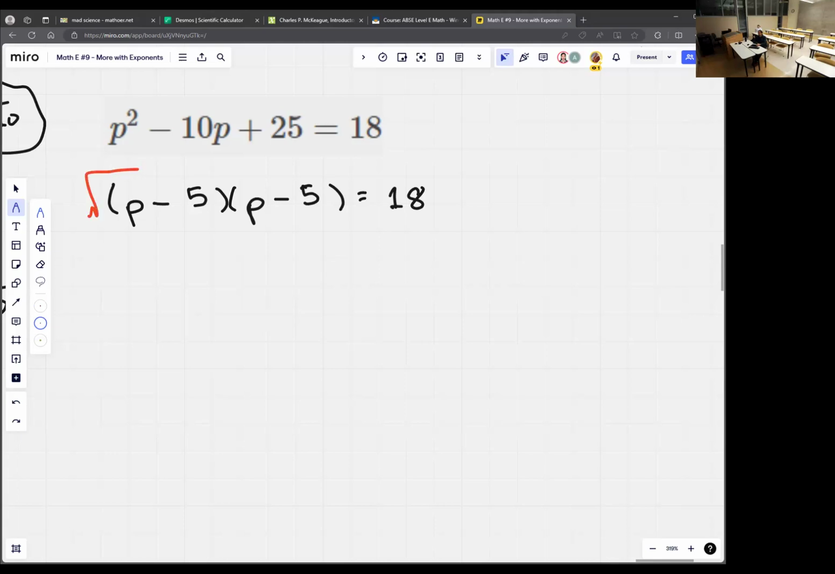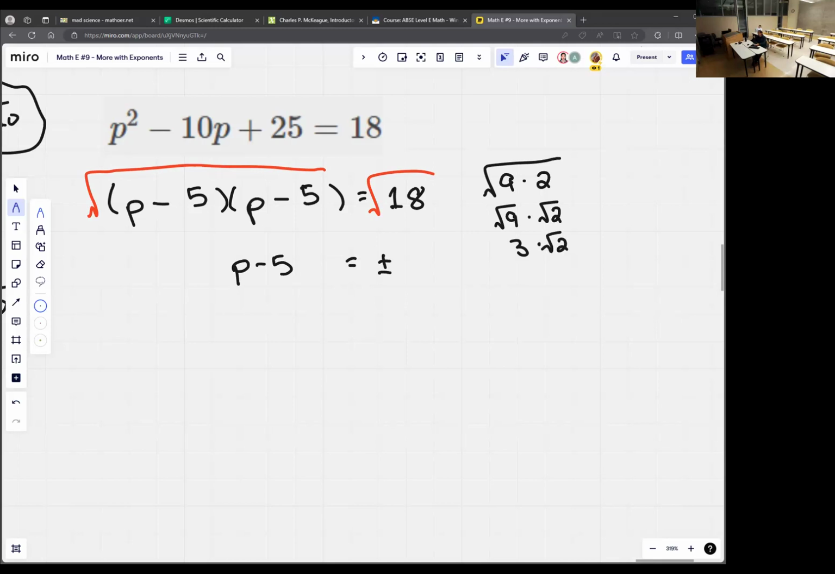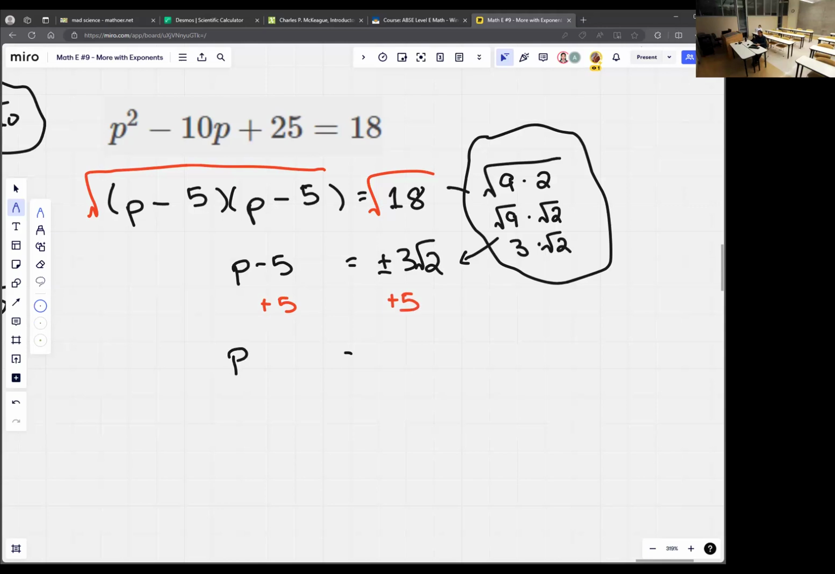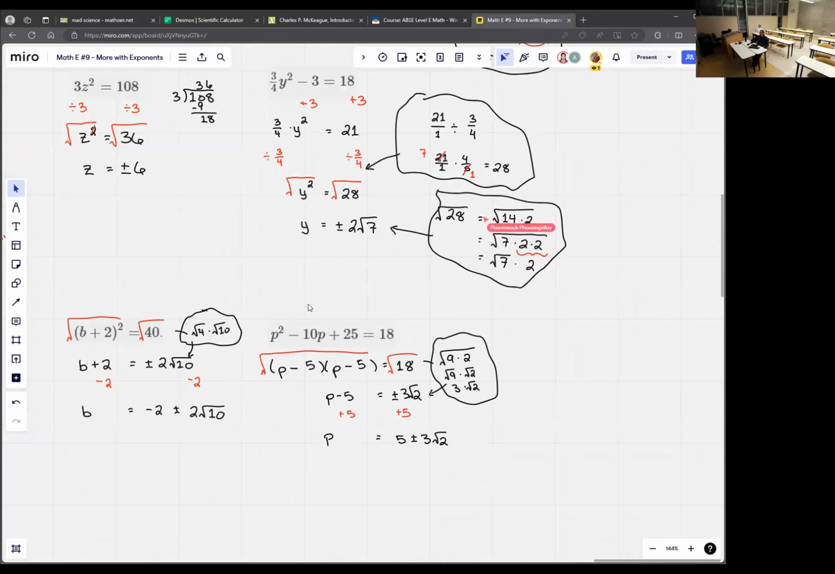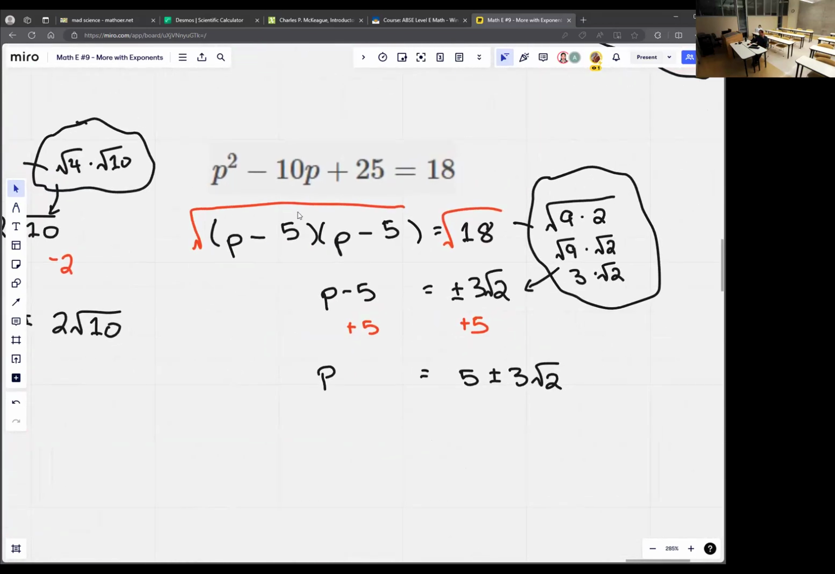So if I take the square root of both sides, I just get that p minus 5. And the square root of 18, we've done that one already. That's 9 times 2. And the square root of 9 just becomes 3. Is that the very same problem we did up above and I didn't notice when I made my page? It is. 5 plus or minus, oh well. My fault for not noticing, okay.